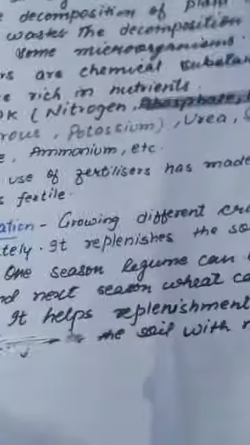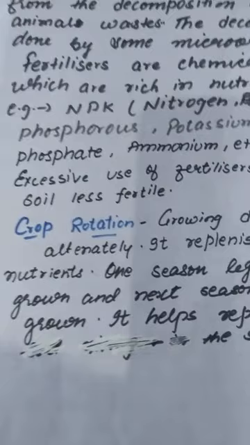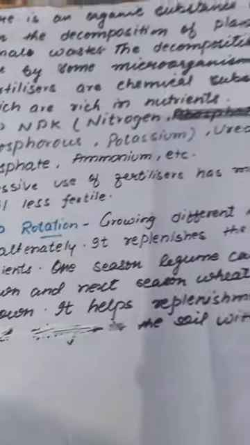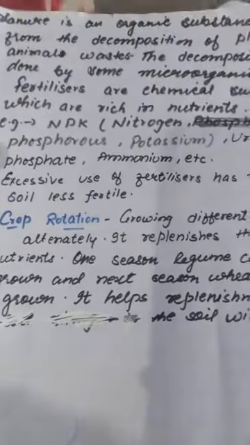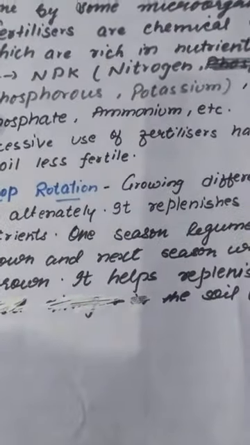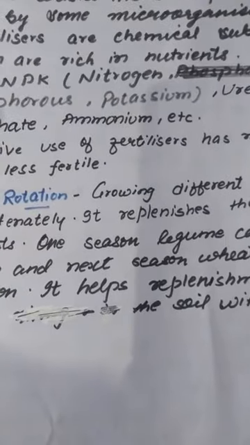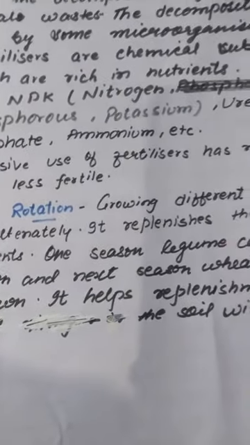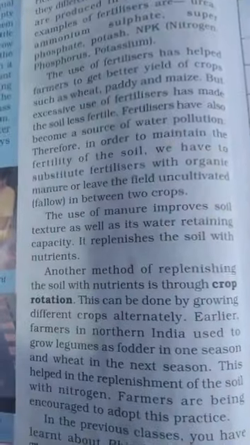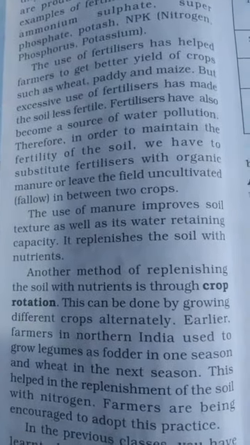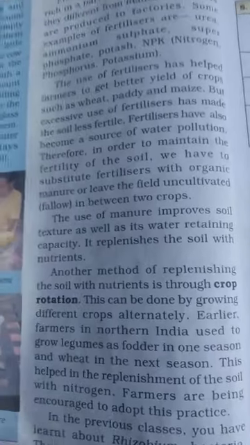Now the other thing is crop rotation. What is crop rotation? Growing different crops alternately, one by one, is called crop rotation. It replenishes the soil with nutrients. It provides a lot of nutrients to the soil. In one season one kind of crop is grown by the farmer, in another season they grow other crops. That is called crop rotation.